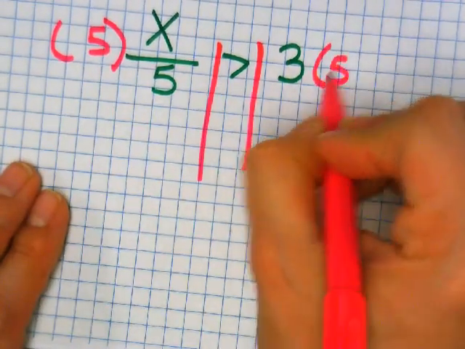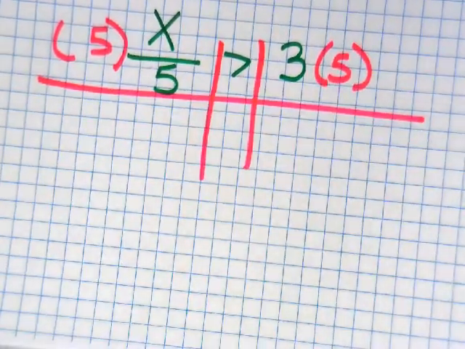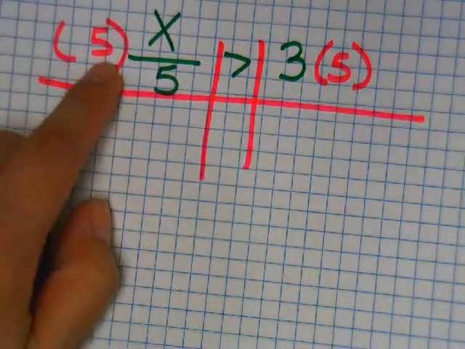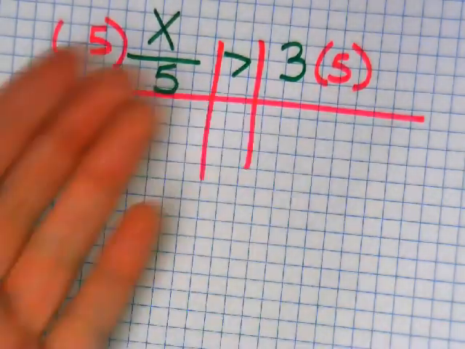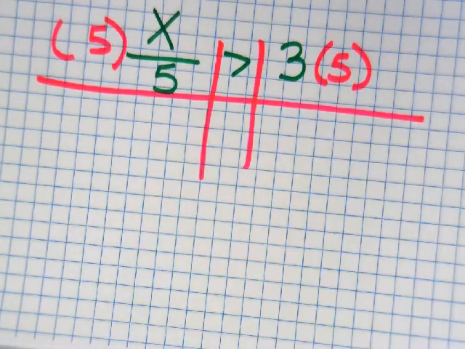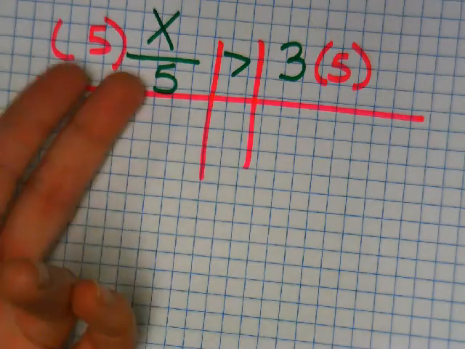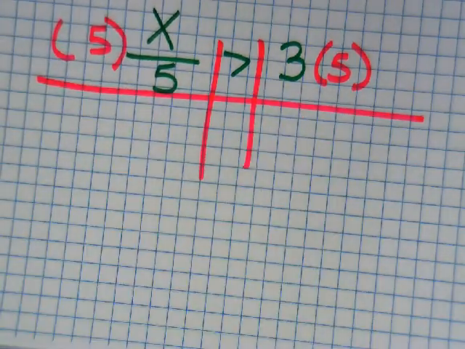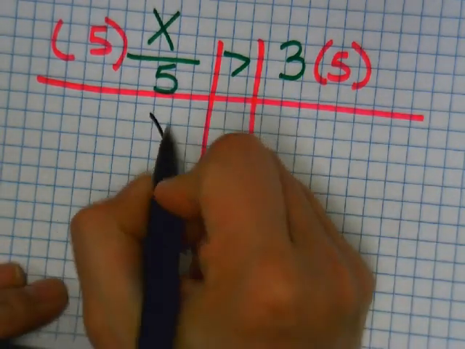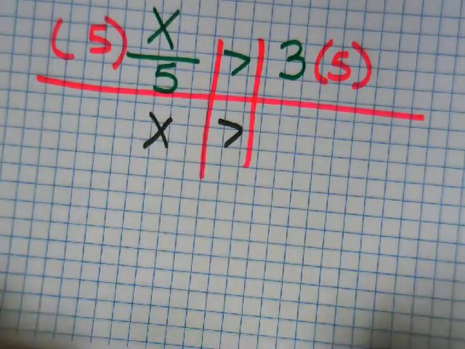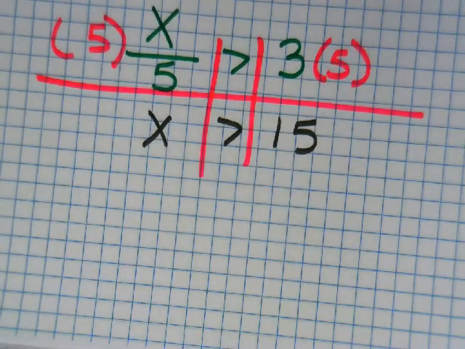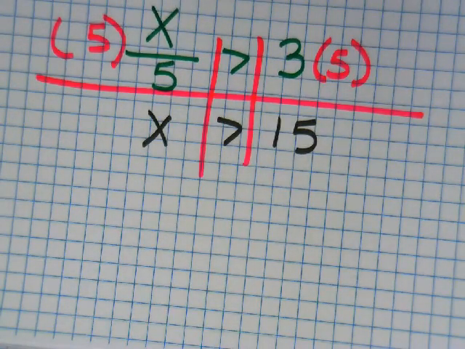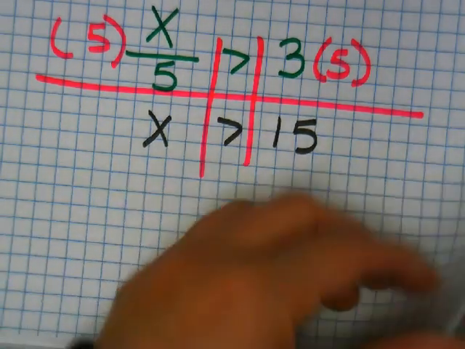So you're going to multiply by 5 on both sides. We're going to multiply by 5 here, we're going to multiply by 5 here. Whatever you do one side, you do the other side by multiplication, which means parentheses, parentheses. All right, x is greater than what? 15. We're okay? Yeah. All right.